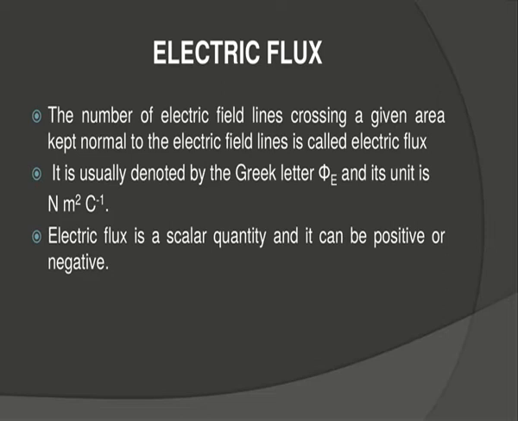It is usually denoted by the Greek letter phi suffix e, and its unit is Newton meter square per coulomb. It came from the electric field equation, which is electric field into area. The unit of electric field is Newton per coulomb, and the unit of area is meter square. So combined, both give Newton meter square per coulomb. Combinedly we can write electric flux as E into A. Electric flux is a scalar quantity and it can be positive or negative.